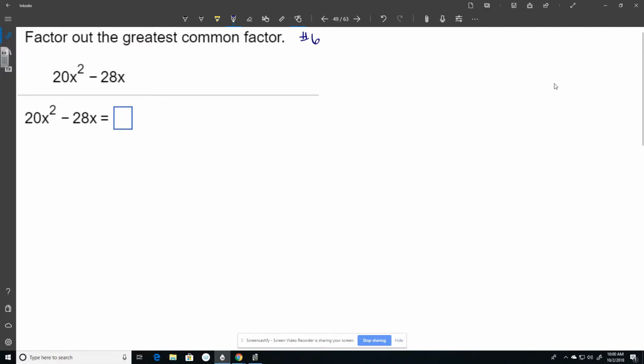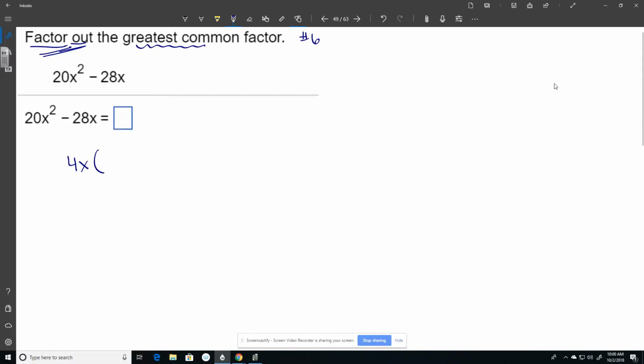Factor out the greatest common factor. Now, it doesn't just want the greatest common factor. It wants you to factor it out. So first thing we need to do is figure out what the greatest common factor is. I'm looking for something that goes into 20 and 28, which is going to be a 4. And I'm looking for, this has x squared, this has x. So the biggest x I can pull out is just 1, because this one I can't pull out more than 1. So now I'm going to undistribute.